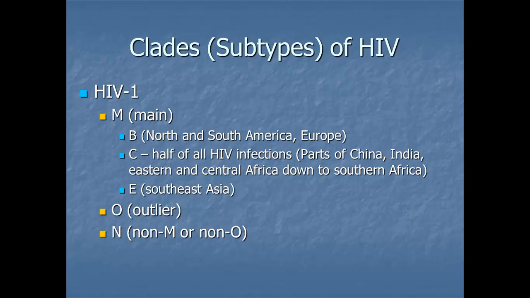And M has B, C, and E. So B is North and South America and Europe. C is half of all the HIV infections. So parts of China, India, Eastern and Central Africa, all the way down to Southern Africa. And then E is Southeast Asia. O stands for outlier, and that's mostly Cameroon. And N is non-M or non-O, and there have only been 10 cases identified.